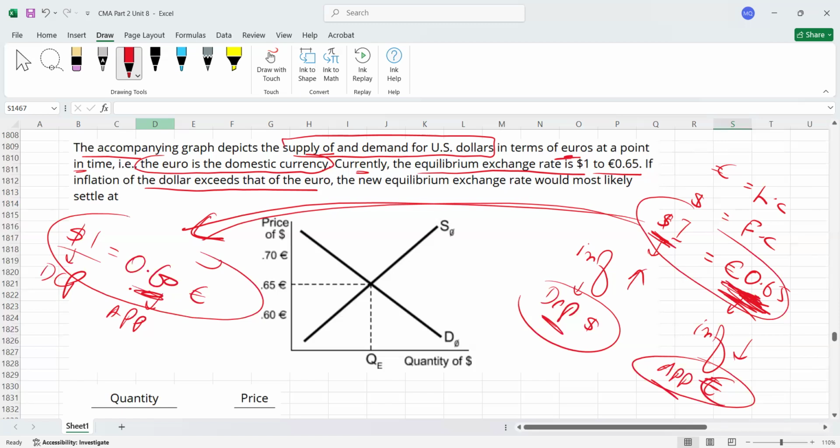So now, they're saying the new equilibrium exchange rate would most likely settle at... Where is the new equilibrium? If this is the equilibrium exchange rate here, $1 equal to 65 euro, for example, then the new equilibrium should be lower than this, right? It should be lower than 65, as I gave you in the example, because in that scenario, the euro is appreciating. This should be the answer now.